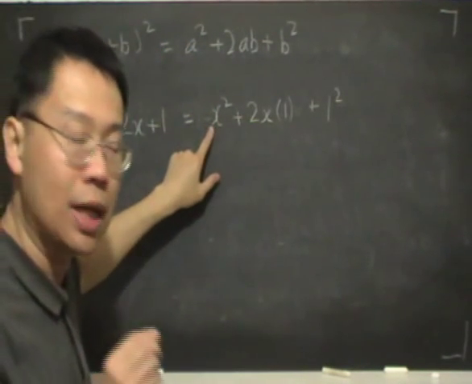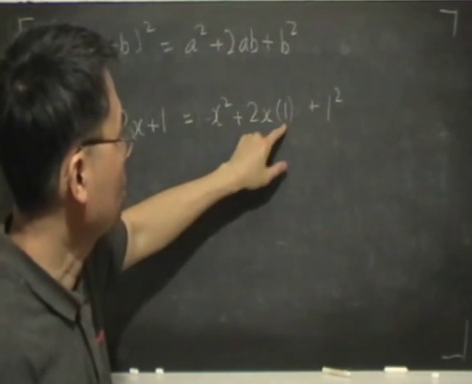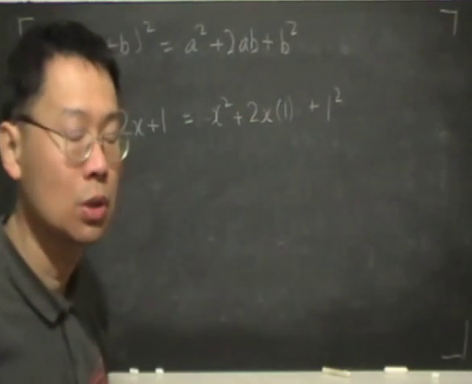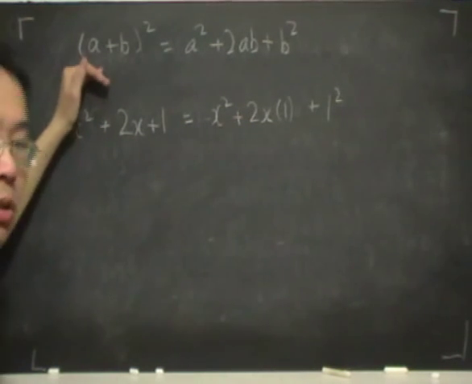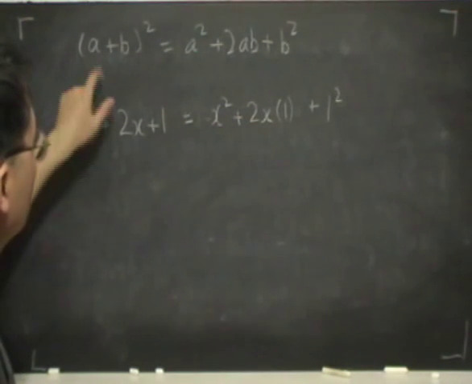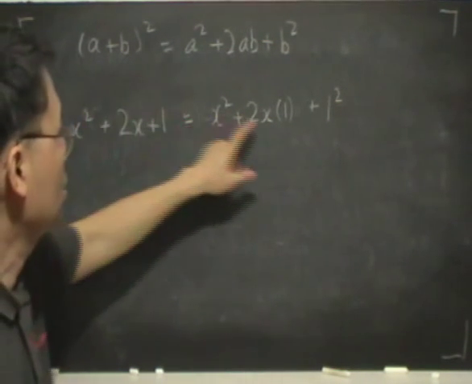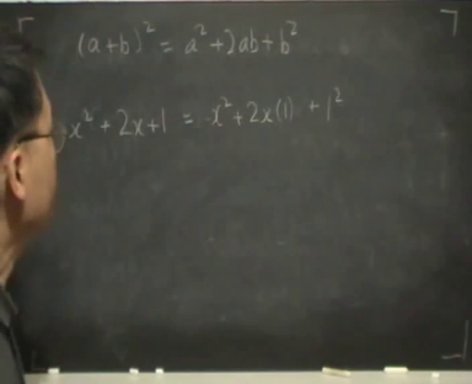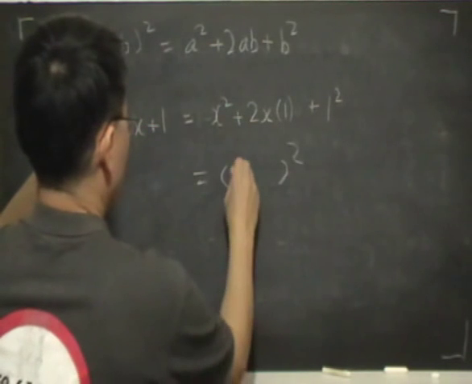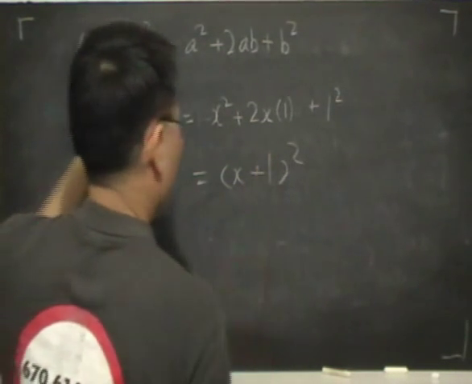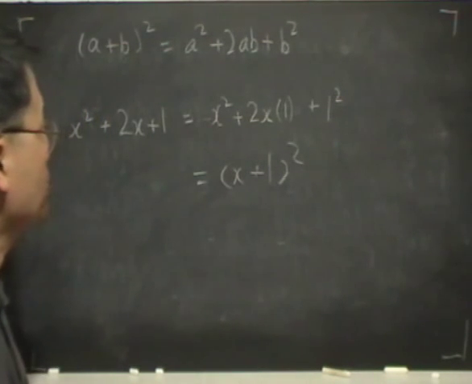A is just the x, and b is just the 1. Right? B squared is 1 squared. So once you make this connection, you can use the formula where a is the x and b is the 1. Let's write that. So the a is the x and the b is the 1. And we have the answer immediately.